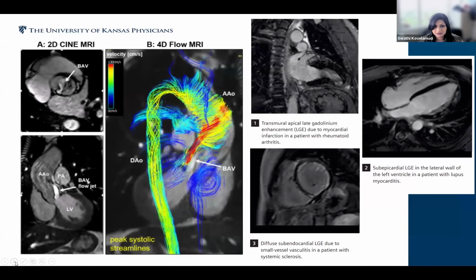This is the other beautiful thing about CMR: we can diagnose bicuspid valves, but more importantly, we can see exactly where the regurgitant jet is going. We can see what its effects on the aorta are. And this is a very useful tool, especially in pregnant women, to monitor aortopathies.